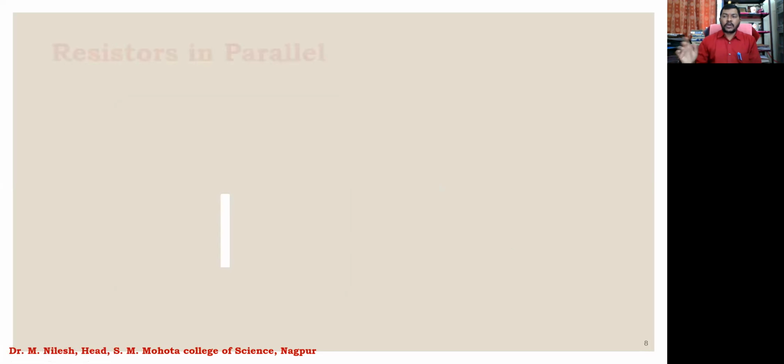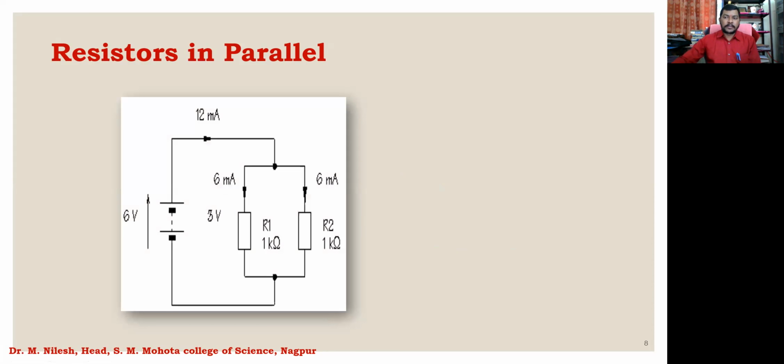Now in the second case, what happens when the resistors are connected in parallel? Whenever resistances are connected in parallel, the combination is like this. The first terminal is connected in parallel and the second pin is connected to both. So both of them are in parallel. So this is a parallel combination, that is R1 and R2.